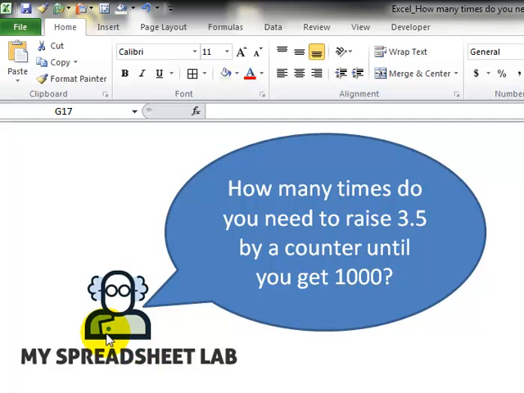So here's a good question. How many times do you need to raise 3.5 by a counter until you get 1,000? Now, when I say that, I mean how many times are you multiplying it by itself or raising it to the power of the exponent of 1, 2, 3, etc. So let's take a look.